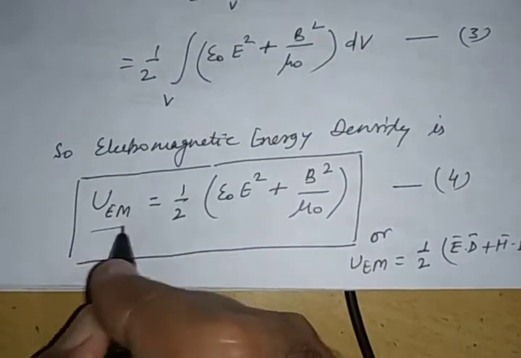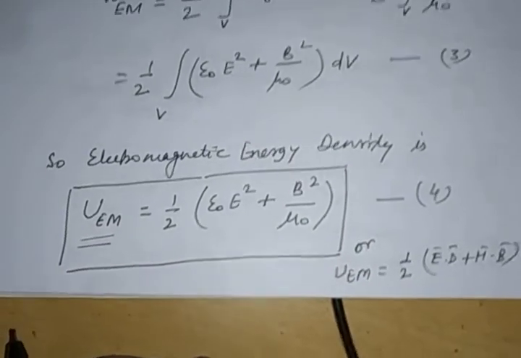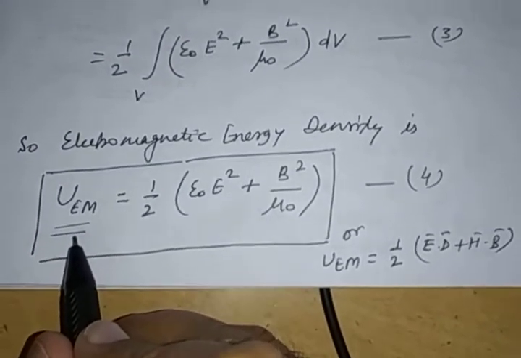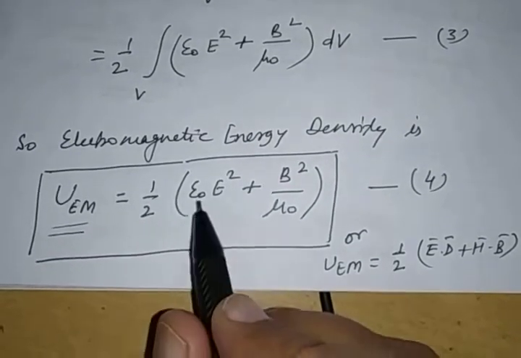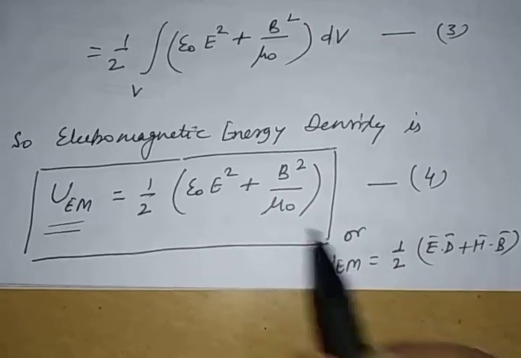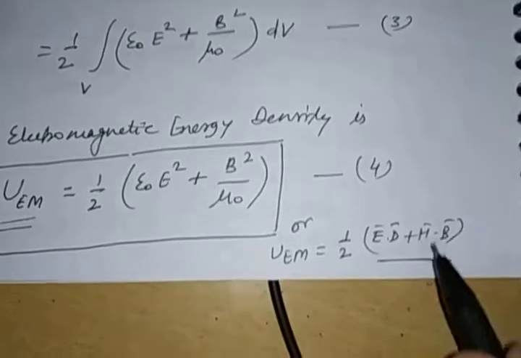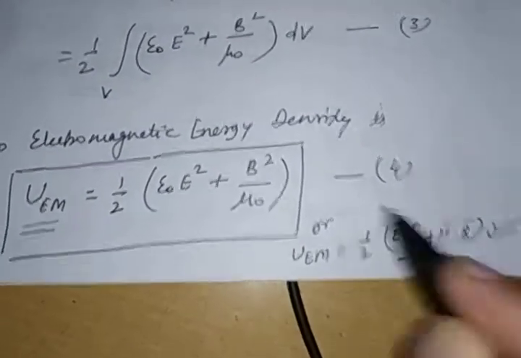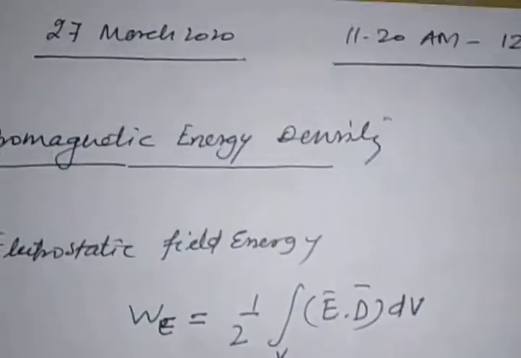This UEM is the universal symbol used for energy density, as we have already discussed many times earlier. So UEM will be equal to 1 by 2 epsilon naught E square plus B square by mu naught, and in terms of E dot D and H dot B, it will be half of the sum of those two values. So these are the expressions we will be using for electromagnetic energy density.